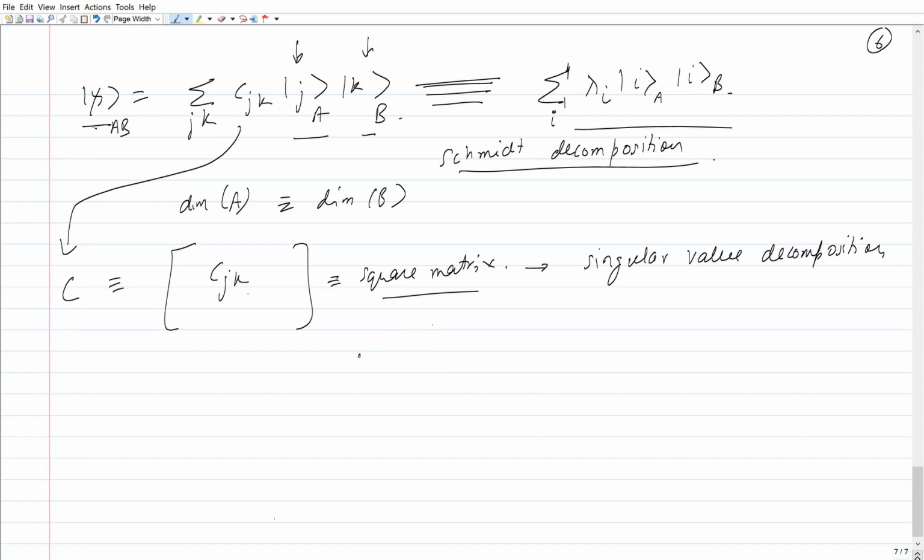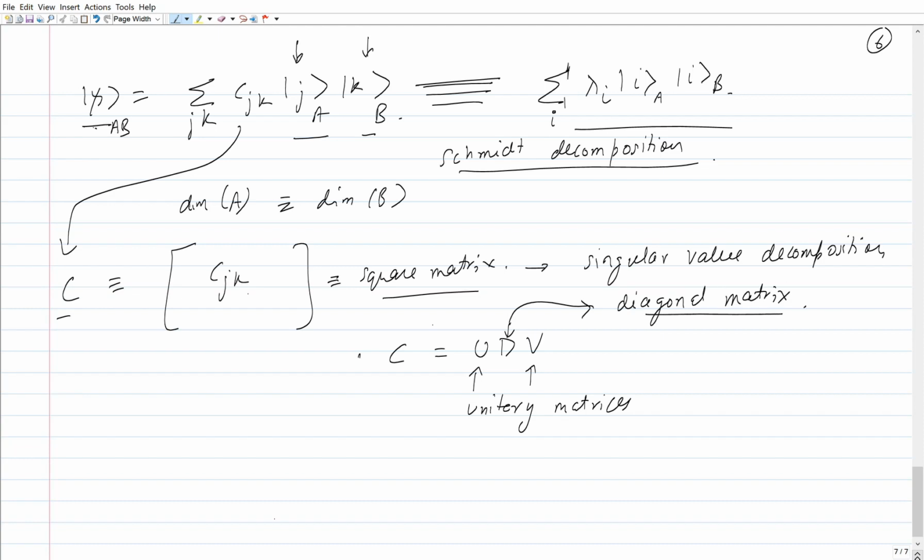Firstly, what does a singular value decomposition mean? It means that I'm going to decompose this matrix C in terms of a product of three matrices, where U and V are unitary matrices and D is a diagonal matrix. And we can show that any square matrix can be given a singular value decomposition, which means a product of a unitary matrix, a diagonal matrix, and another unitary matrix. So this is called the singular value decomposition.